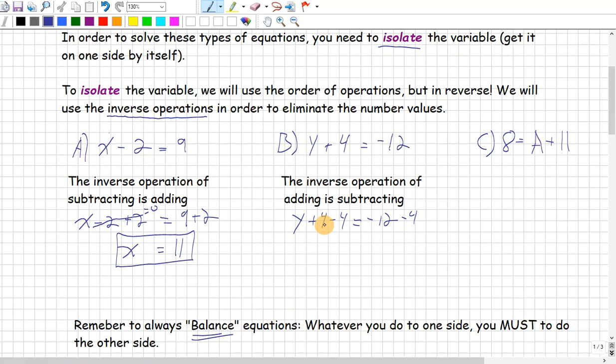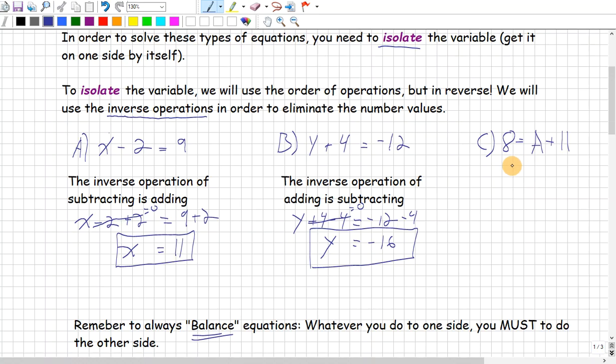So again, when I do plus 4 minus 4 on this side, it gets me to 0, which leaves me with just y, because the plus 4 and minus 4 are now gone. And on the right-hand side, negative 12, or minus 12 minus 4, is negative 16. Be very careful with your integer adding and subtracting. It's very important in this lesson.